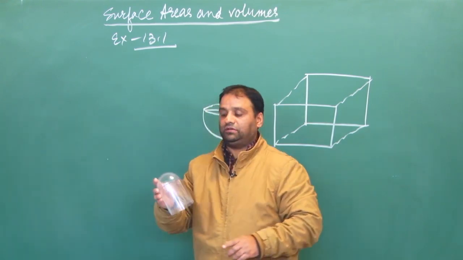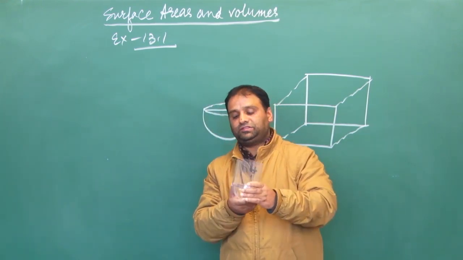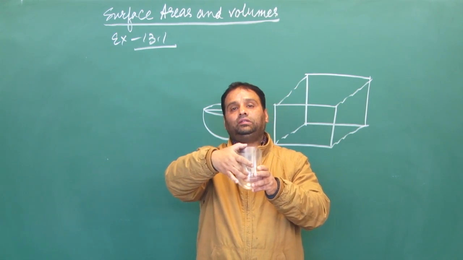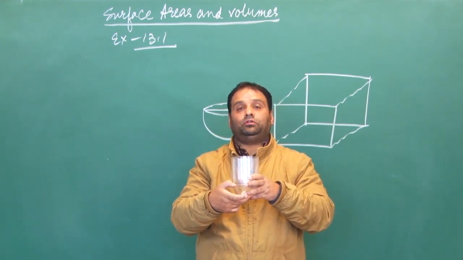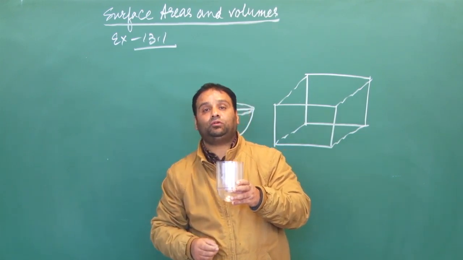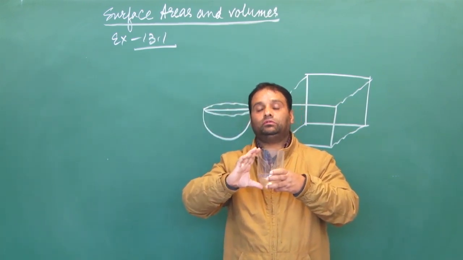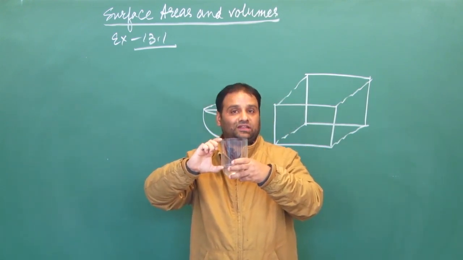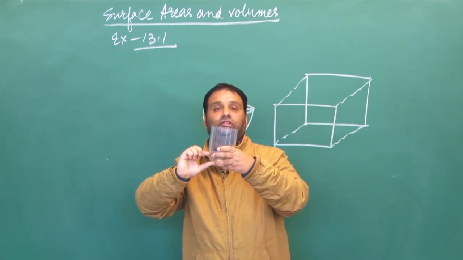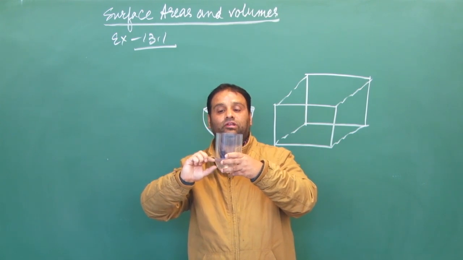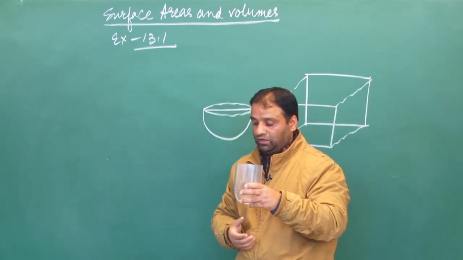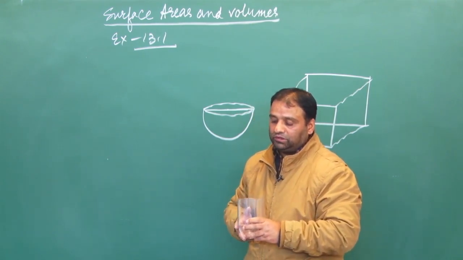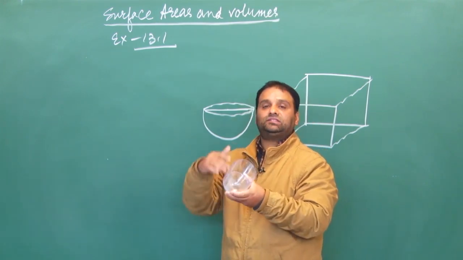And the total height of the vessel, if we consider this as a vessel, is the height of the cylindrical part and the height of the hemispherical part. The height and the radius of the hemisphere always remain the same. So the height of the whole vessel is the height of the cylindrical part plus the radius, or the height of the hemispherical part. Now the total height of the vessel is given as 13 centimeters. We have to find the inner surface area of the vessel. What is the inner surface area of the vessel?